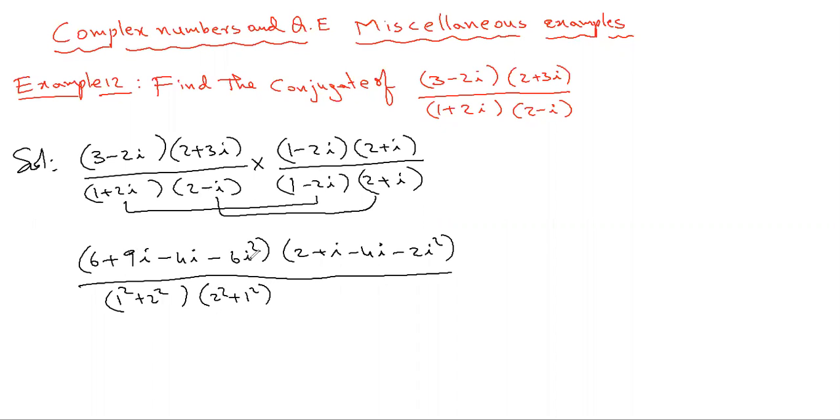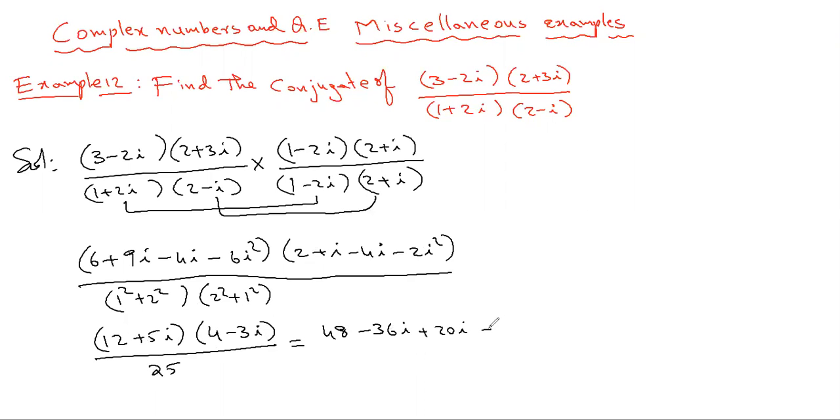Now if you simplify this, i square is minus 1, minus into minus plus 6, 6 plus 6 is 12, 9 minus 4 is 5, plus 5i. Into i square is minus 1, minus into minus plus 2, 2 plus 2 is 4, minus 3i, by 5 into 5 is 25. And now again you multiply the numerator, 12 into 4 is 48, minus 36i and then plus 20i minus 15i square by 25.